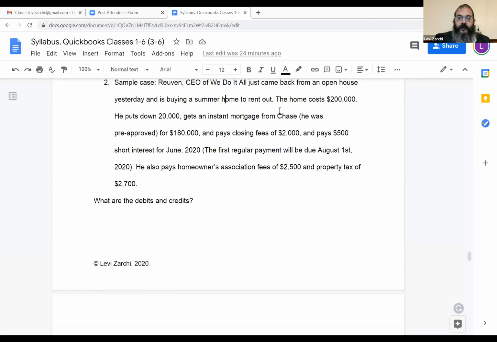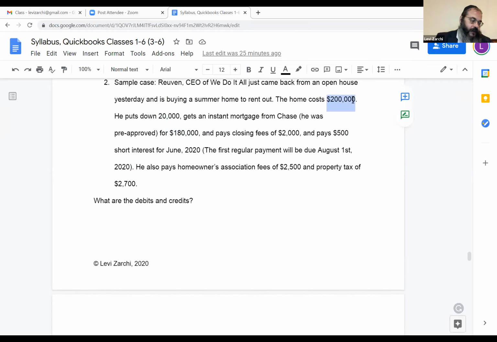The home costs $200,000. He's going to put down $20,000. He will get a mortgage. It's going to happen right away because it was pre-approved. And the mortgage is $180,000. So between his down payment, which is the $20,000, and the mortgage, which is $180,000, he'll be able to pay for the price of the home.